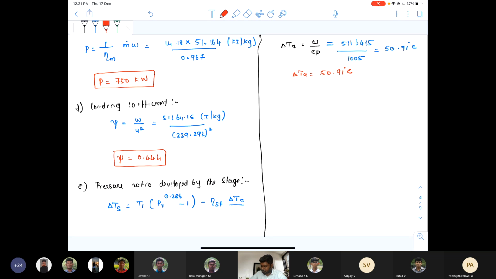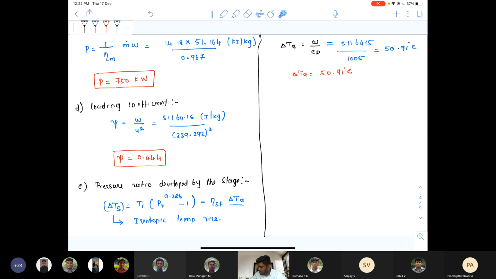Now, this equation is the equation for isentropic temperature rise, which is nothing but delta T of S. Sorry, not delta TA, delta T of S. This delta T of S is the isentropic temperature rise, given by T1 into PR to the power of 0.286 minus 1, which can also be equated as efficiency at the stage into delta T of A. This delta T of A is the actual temperature difference.